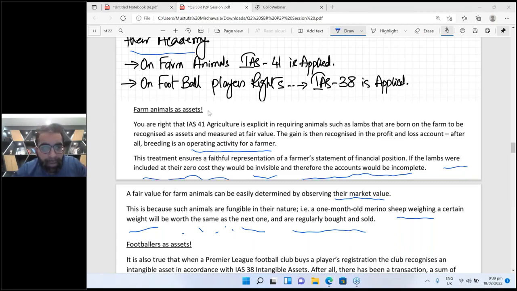I repeat, at cost or fair value? IAS 38, cost or fair value? Initial recognition is cost. Please write it somewhere. Initial recognition is cost. In IAS 38 initially you need to recognize the asset at cost.